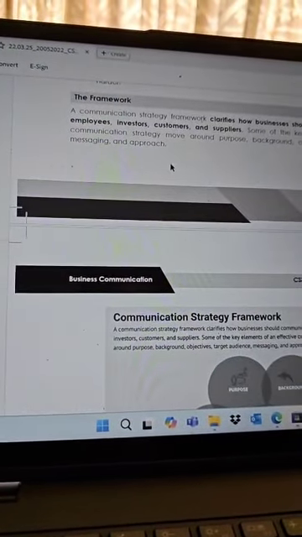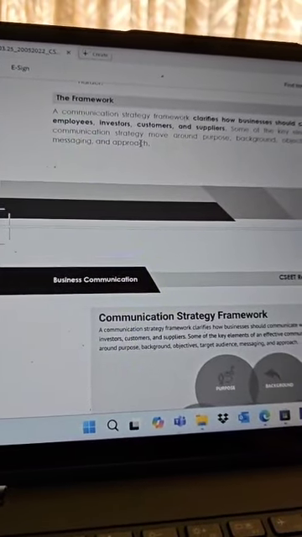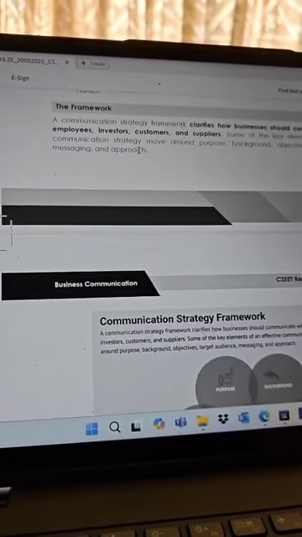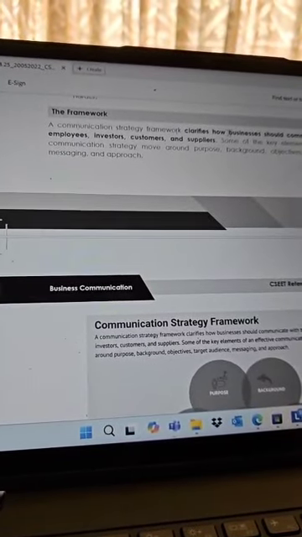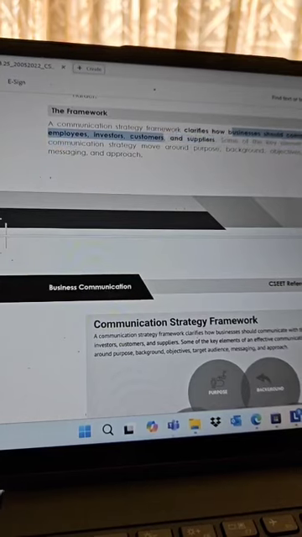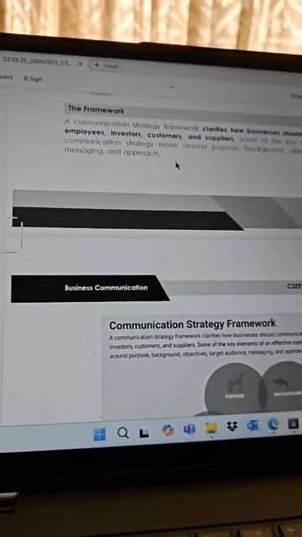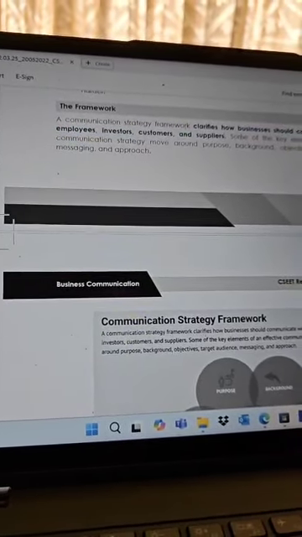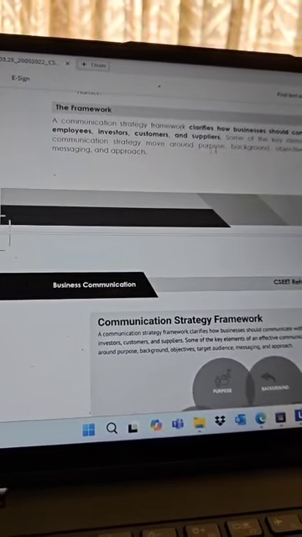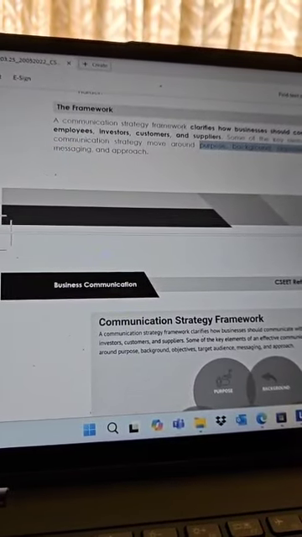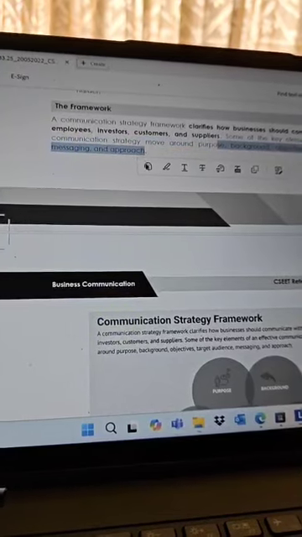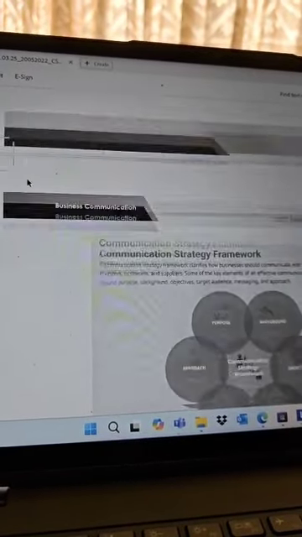Now, what is the framework of communication? How do you strategize the communication? A communication strategy framework clarifies how businesses should communicate with their employees, investors, customers, and suppliers. Some of the key elements of an effective communication strategy move around purpose, background, objectives, target audience, messaging, and approach. So, these are the key aspects that you should keep in mind when you want to communicate.